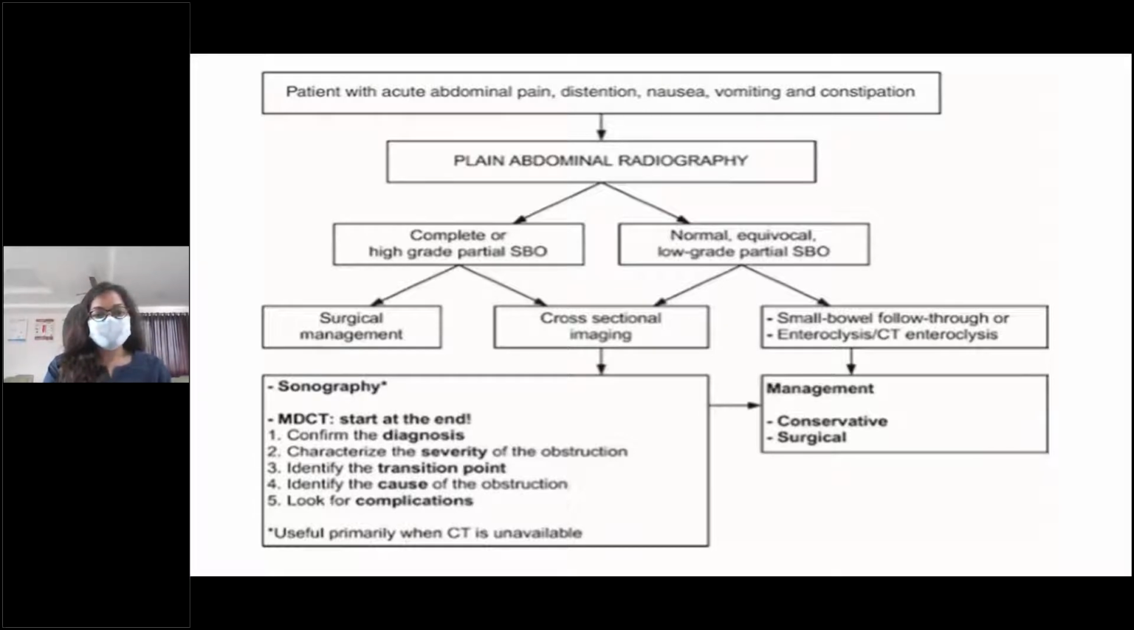In the CT, we confirm the diagnosis, we characterize the severity of the obstruction, and identify the transition point. That is very important. We have to identify the transition point, and identify the cause of the obstruction and look for any complications.